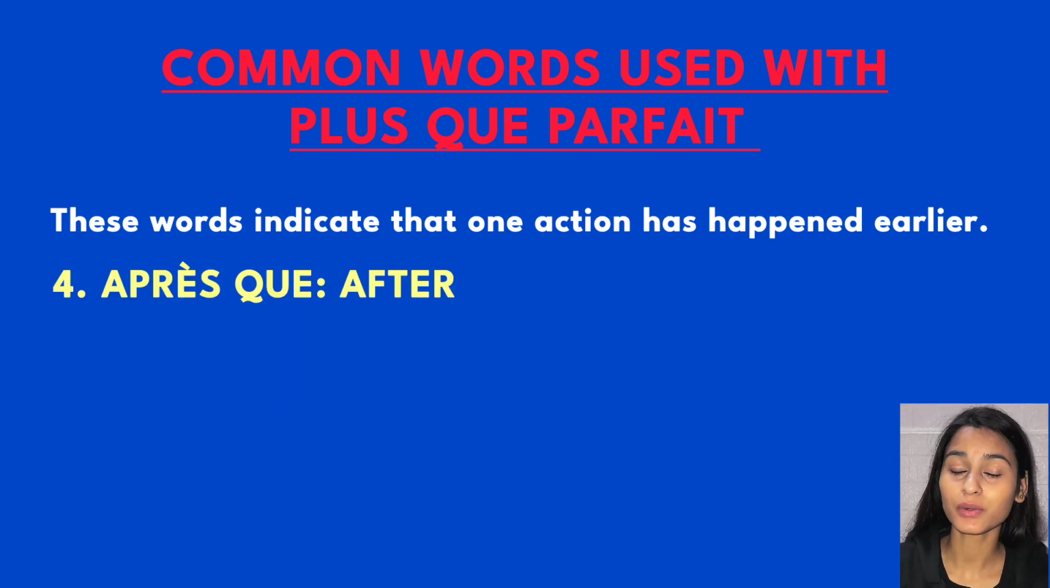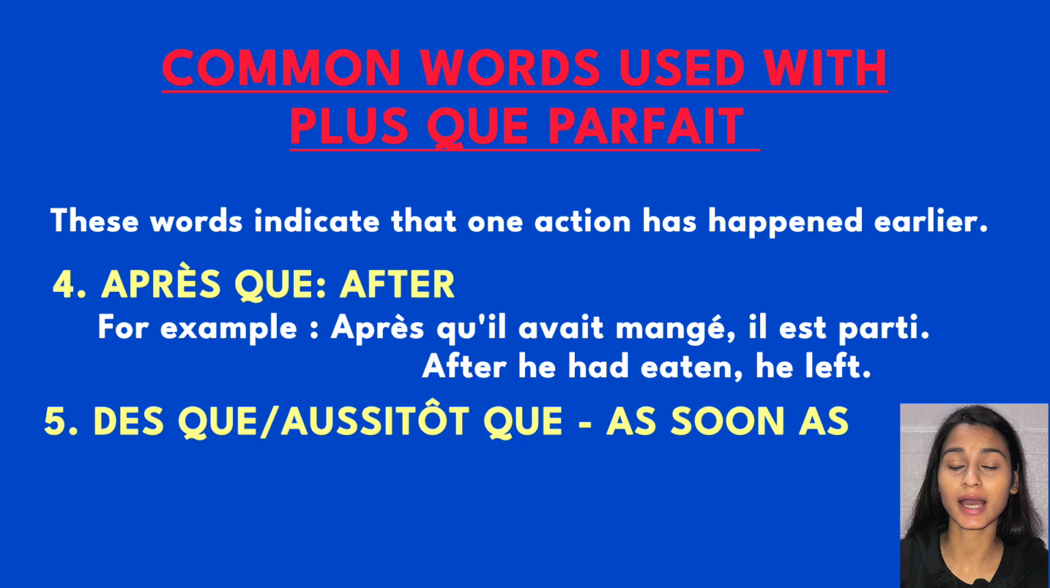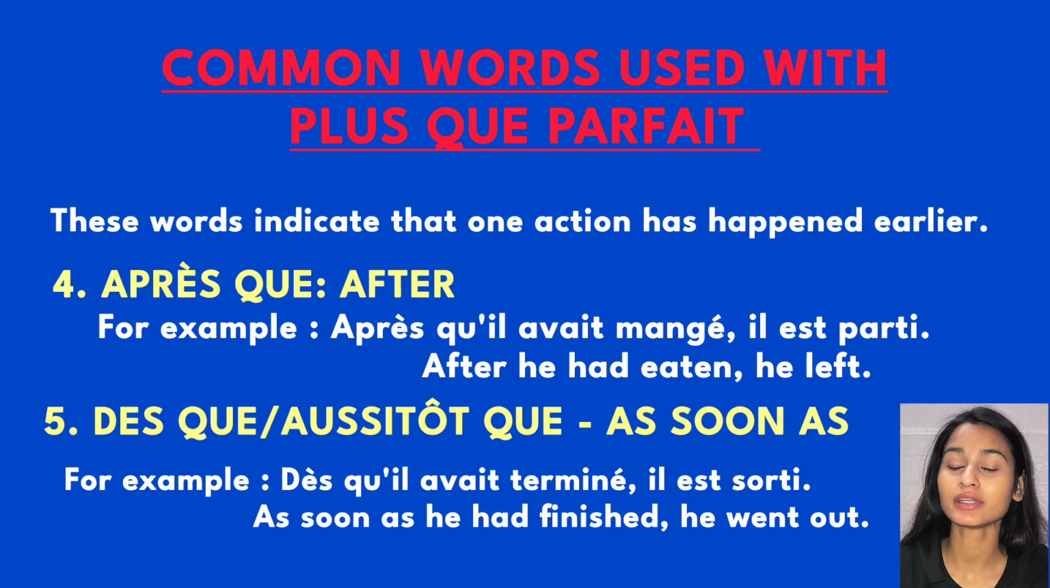The fourth one is après que, which means after. We use plus-que-parfait here, after après que. For example, après qu'il avait mangé, il est parti. Then we have dès que and aussitôt que. Sometimes these words can indicate plus-que-parfait when the action is clearly earlier. For example, dès qu'il avait terminé, il est sorti. As soon as he finished, he went out.